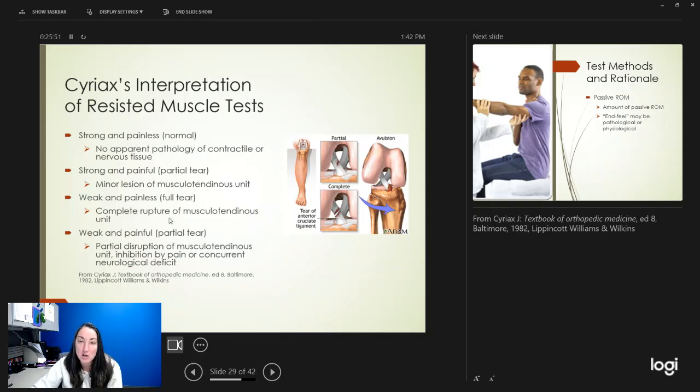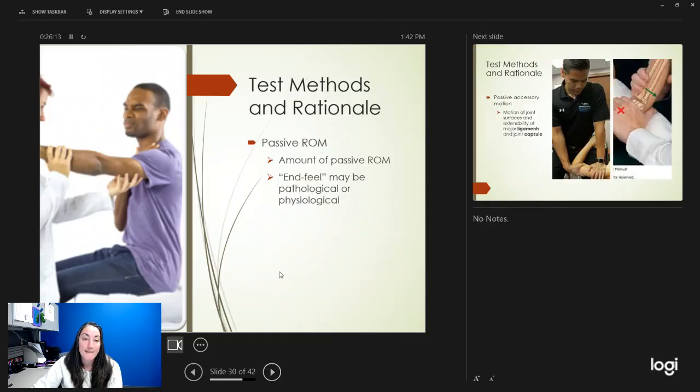Weak and painful is also a partial tear, typically a little bit more of a tear than when they're strong and painful. More fibers are typically torn, so it's even more painful, and there's some weakness there. Those are some ideas you can get as you're testing their motion and determining what's causing their issues. With passive range of motion, you look at the amount, and you judge the end feel and decide if it is pathological or physiological. Is it just normal because a bone that's supposed to be there is blocking me, or is it abnormal because there's a bone fragment there that shouldn't be?